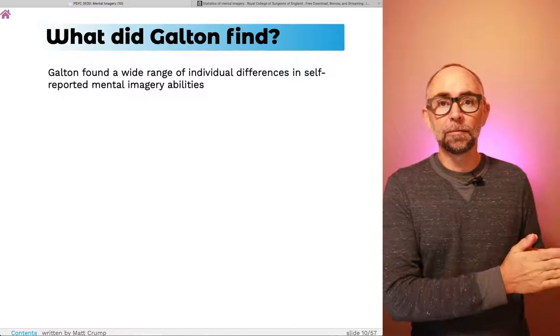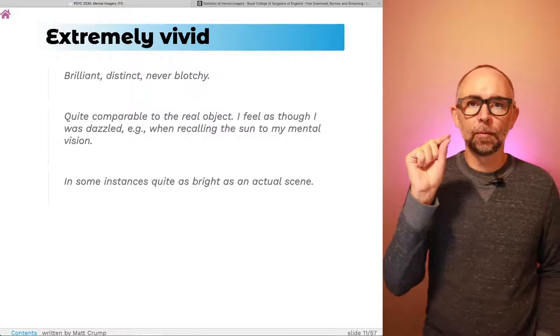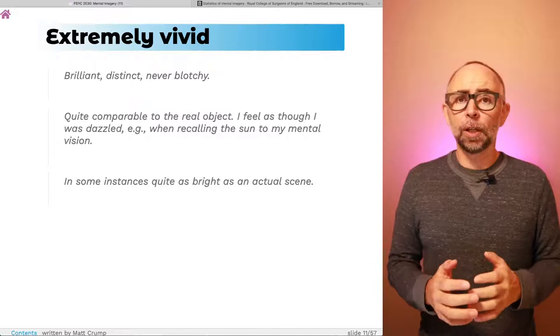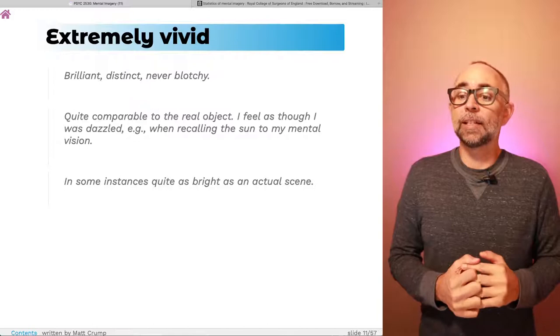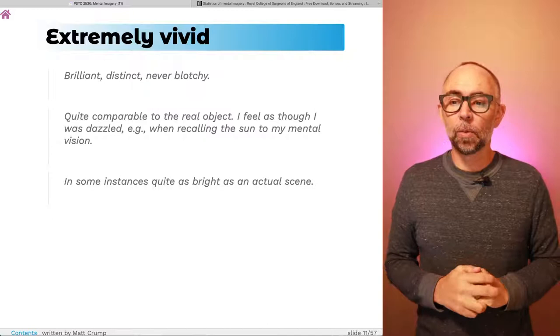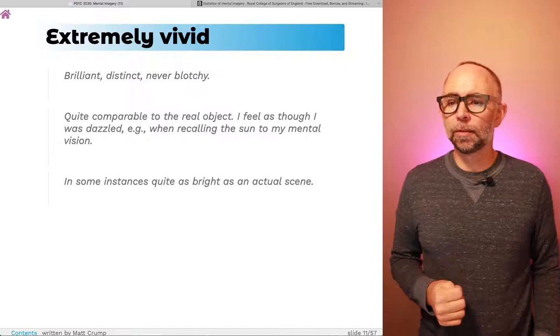Here are some examples. And these examples here are what people wrote back to him. So they're direct quotes from what people wrote back. So one person wrote back and said, brilliant, distinct, never blotchy. Another person said, quite comparable to the real object. I feel as though I was dazzled. For example, when recalling the sun to my mental vision. So this person is like, it's so bright. And the last person says, in some instances, quite as bright as an actual scene. These kind of people would have extremely vivid mental imagery.